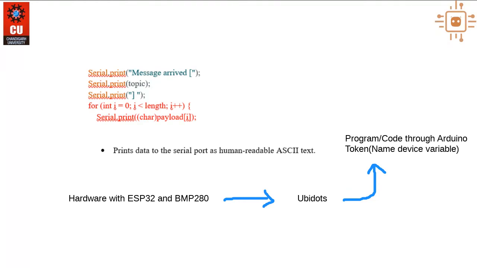So all these three things should be in one chain: our hardware, the Ubidots device, and the program. Everything should be synchronized with each other. Only then will these be combined and we will get a common output. Is it clear? What things we have to do, and what the design flow is.